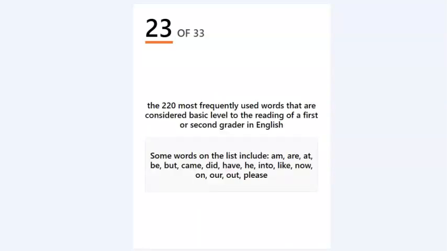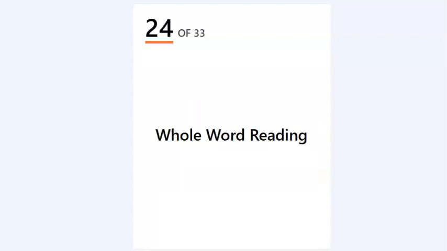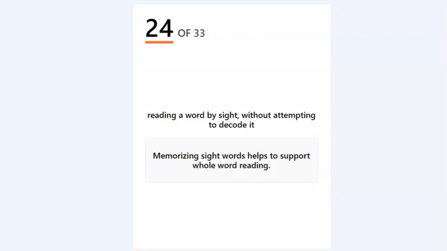Dolch word list. The 220 most frequently used words that are considered basic level to the reading of a first or second grader in English. Some words on the list include am, are, at, be, but, came, did, have, he, into, like, now, on, out, and please.